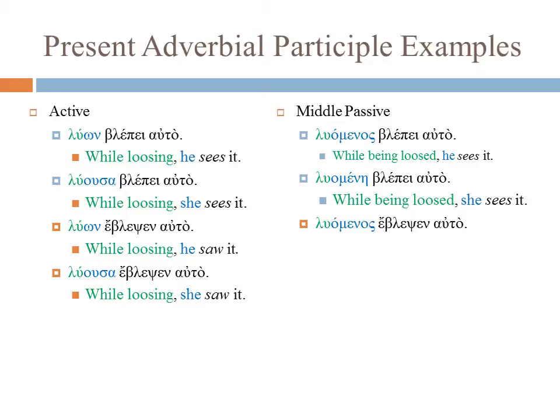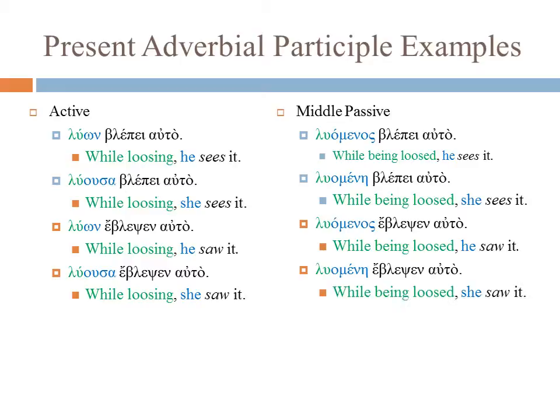Luaminas eblepsenata. In this case, we have a past tense. It doesn't matter. What matters is this is continuous. It happens at the same time as the verb. While being loosed, he saw it. And luamene eblepsenata, again, continuous, happens at the same time as the verb, this time feminine. While being loosed, she saw it.